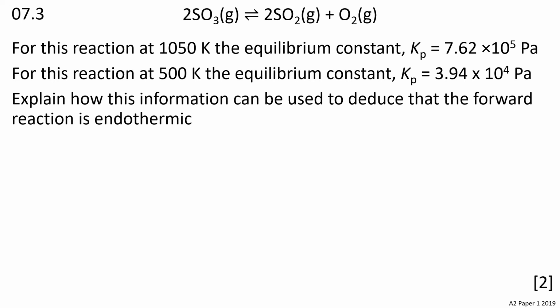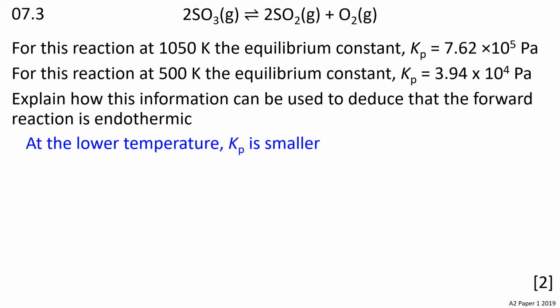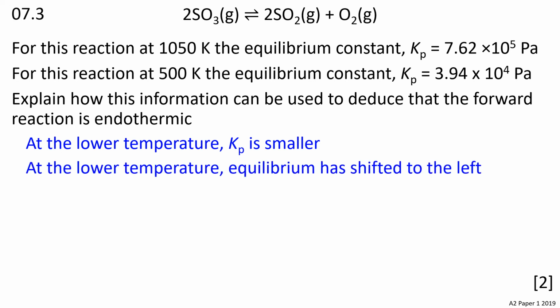So the next part of this question gives us a different temperature and the value for Kp. So we need to look at how the value of Kp has changed, and from that we need to explain how we would deduce that the forward reaction is endothermic. So at the lower temperature, Kp is smaller. The larger the value of Kp, the further the equilibrium lies to the right. So at the lower temperature, equilibrium has shifted to the left.